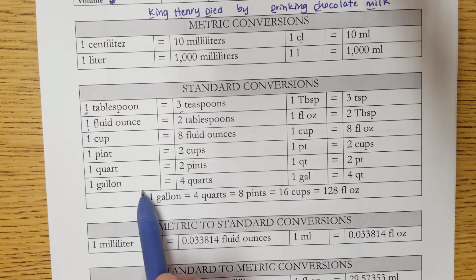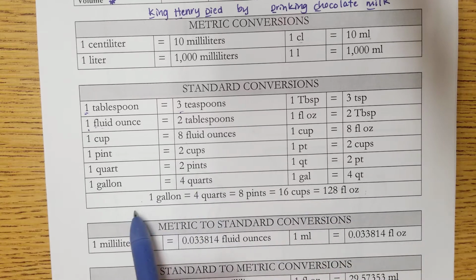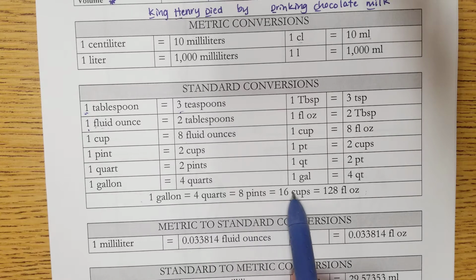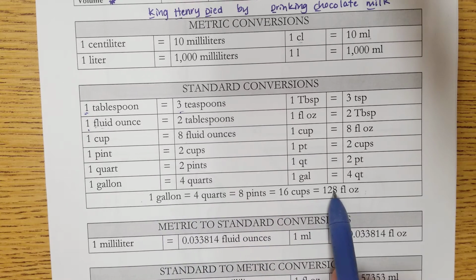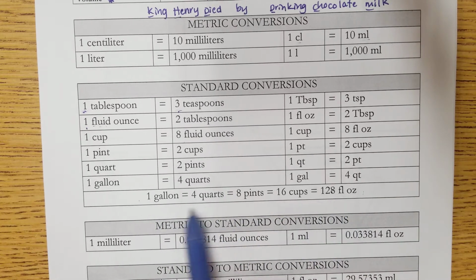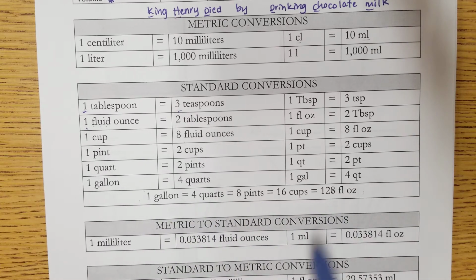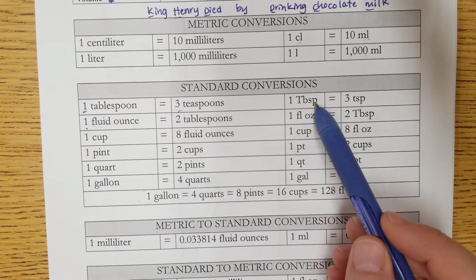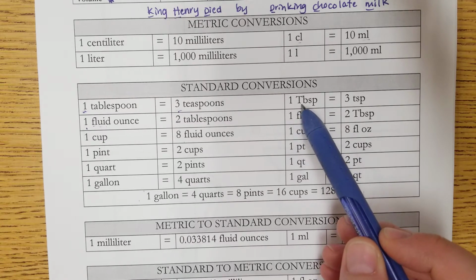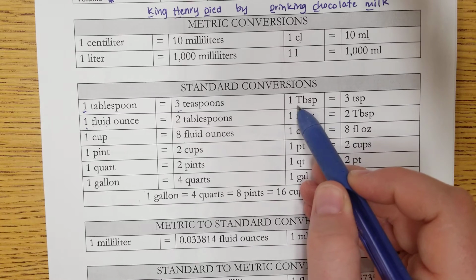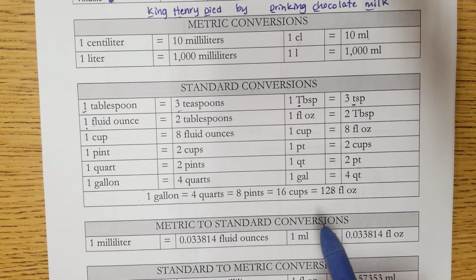So down here is a conversion. So 1 gallon equals 8 pints. 1 gallon equals 16 cups. 1 gallon equals 128 fluid ounces. So these are all the same equal measurements down here. And then here are your abbreviations. Tablespoon is TBSP, teaspoon is TSP. And you notice this is a capital T and that's a lowercase t. Yes, it's written like that purposefully.